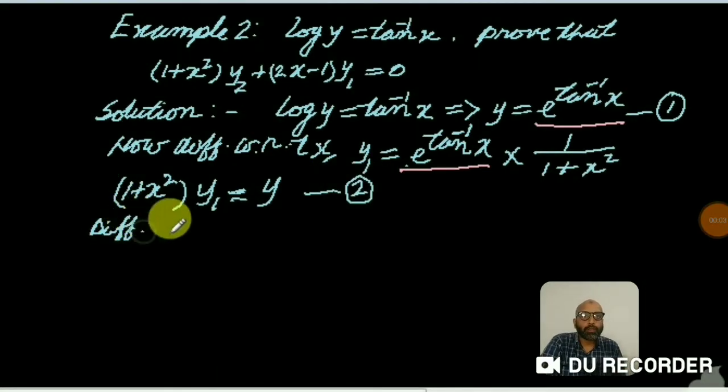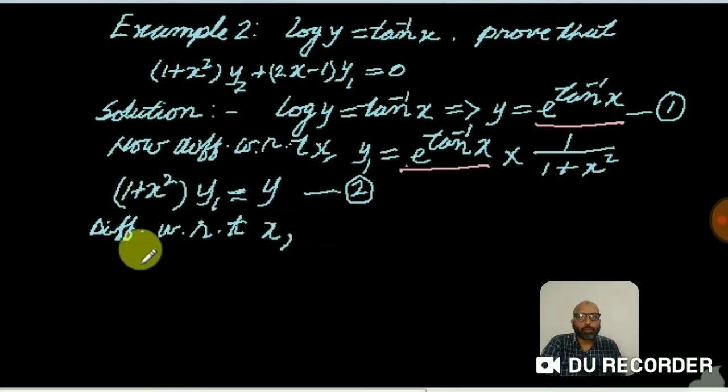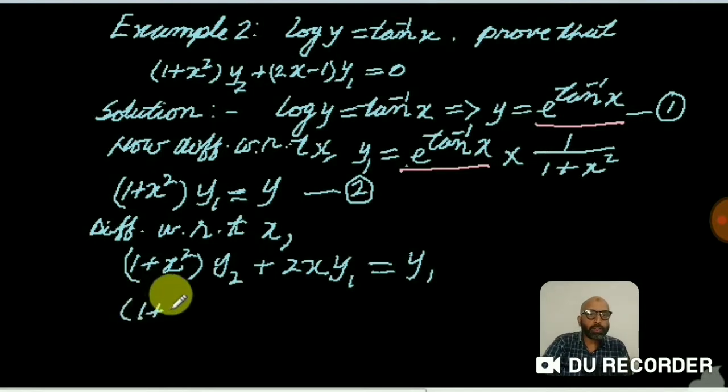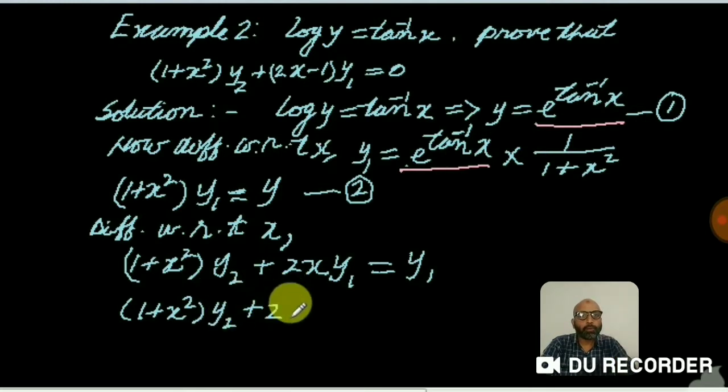Now differentiating equation number 2 with respect to x, we get, using product rule, first function 1 plus x square as it is and differential of y1 is y2, plus differential of first function is 2x, second function as y1 as it is, equal to the differential of y on the right hand side, that is y1. Now transposing y1 to left hand side, we get (1 plus x square) y2 plus 2x y1 minus y1 is equal to 0.